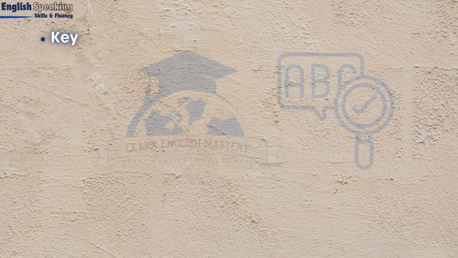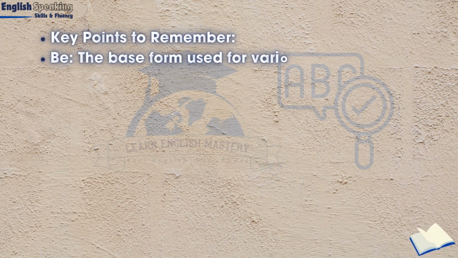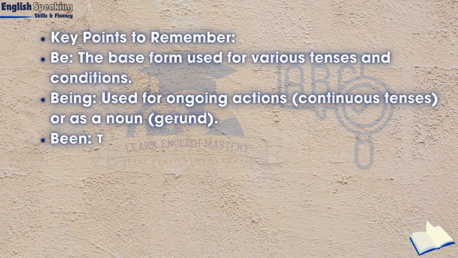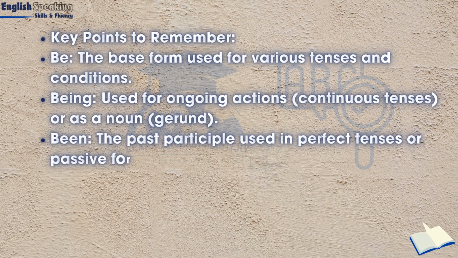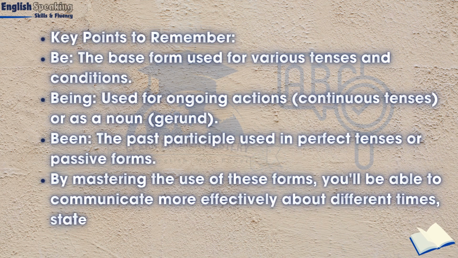Key points to remember. Be, the base form used for various tenses and conditions. Being, used for ongoing actions, continuous tenses, or as a noun or gerund. Been, the past participle used in perfect tenses or passive forms. By mastering the use of these forms, you'll be able to communicate more effectively about different times, states, and actions in English.